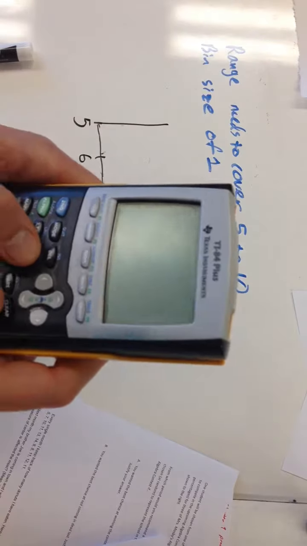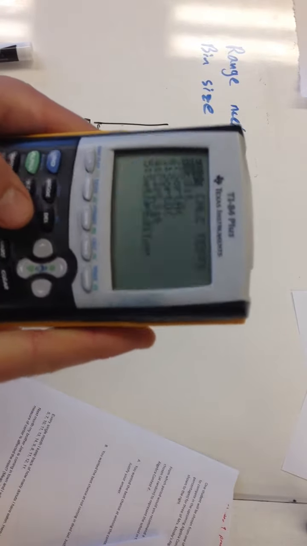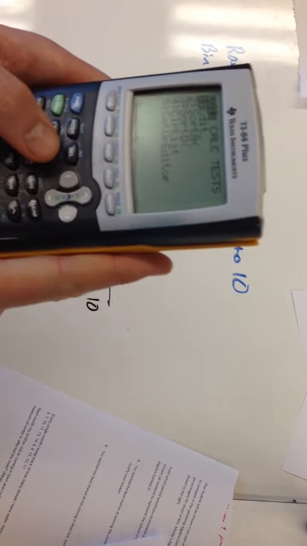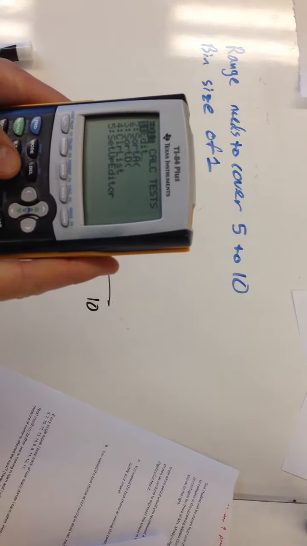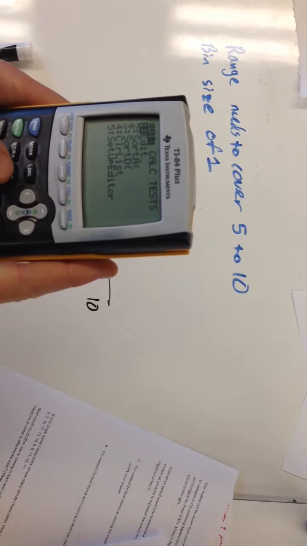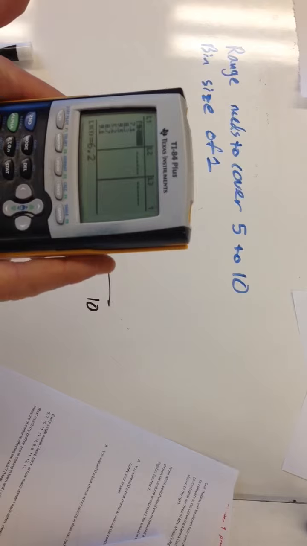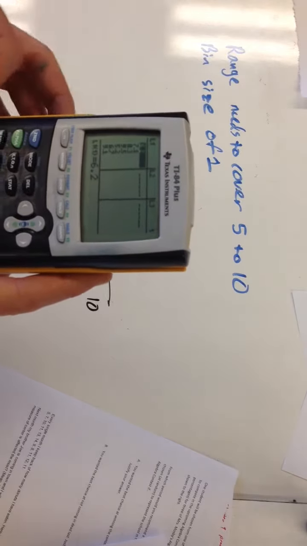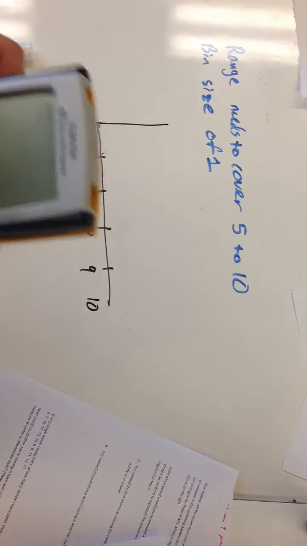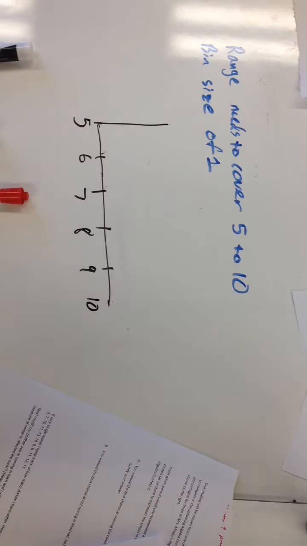I'm going to go to Stat, and when I click Stat, I can go to Edit. So the Stat button right here, I go into Edit, and I put in all the data. Now what I want to do is graph this thing.